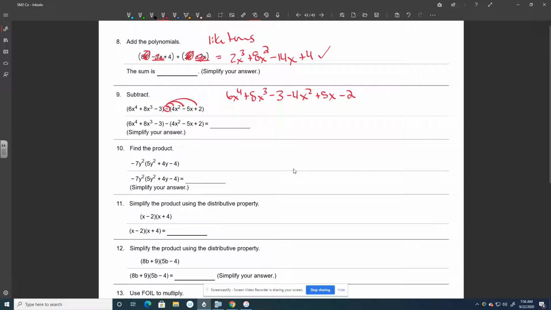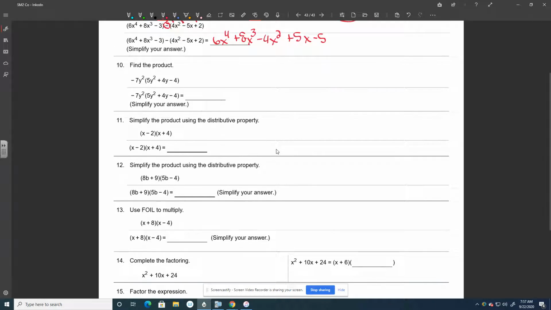Now I just look for things that go together. 6x to the fourth is my only fourth power. 8x cubed is my only cubed power. I have a minus 4x squared. That doesn't combine with anything. I have a plus 5x. That doesn't combine with anything. But then I have a negative 3 and a minus 2. Those combine together to become minus 5.